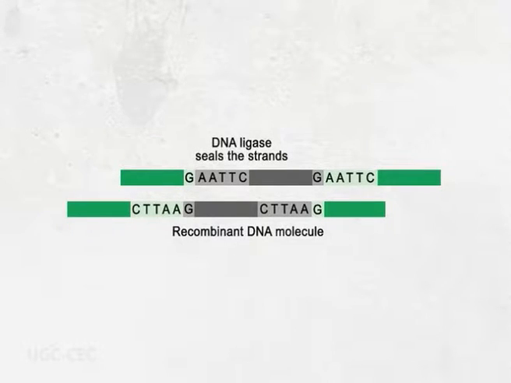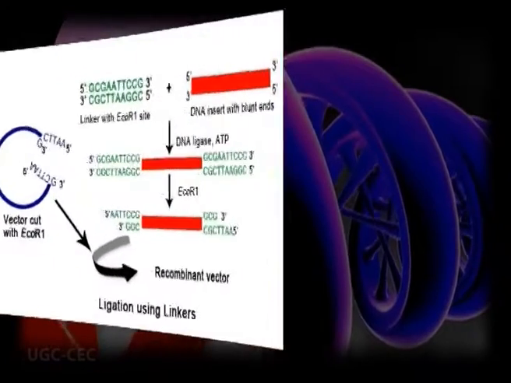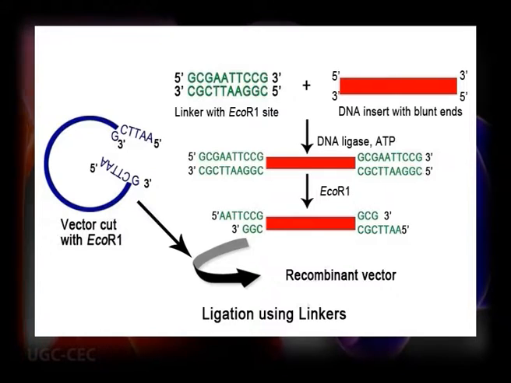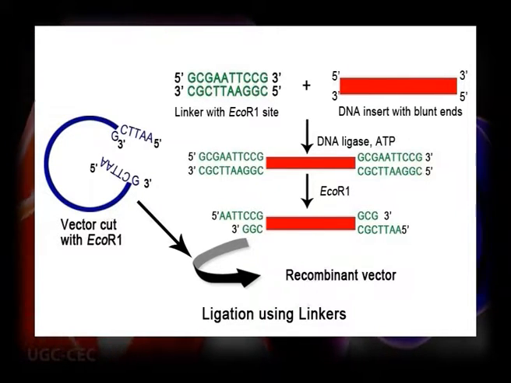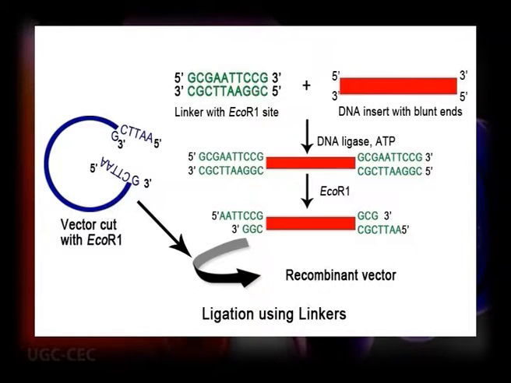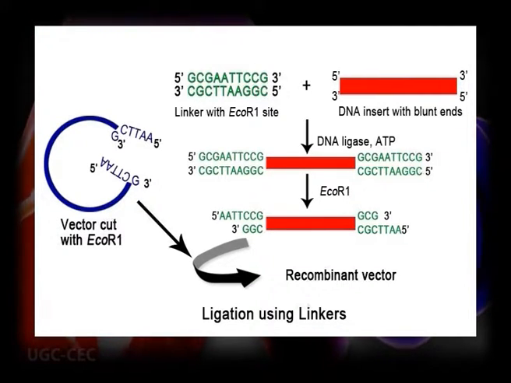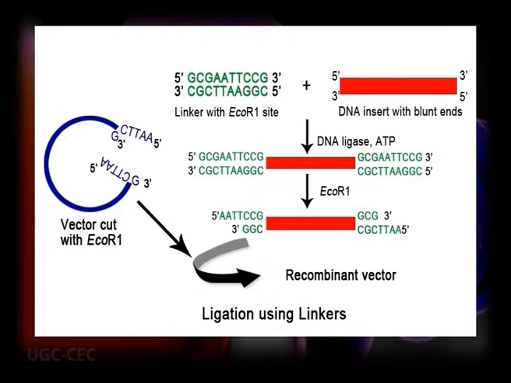and in this way the gene of interest is fitted within the vector to form a recombinant DNA. Number 4, some restriction enzymes, however, generate blunt ends, that is, without any single-stranded overhangs. In such cases, sticky ends can be artificially generated by the enzyme terminal transferase or by addition of linkers or adapters on both sides of the target DNA.